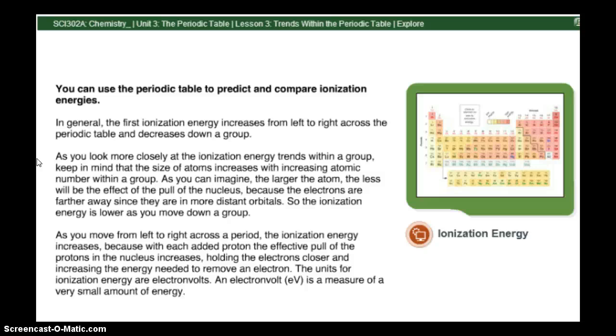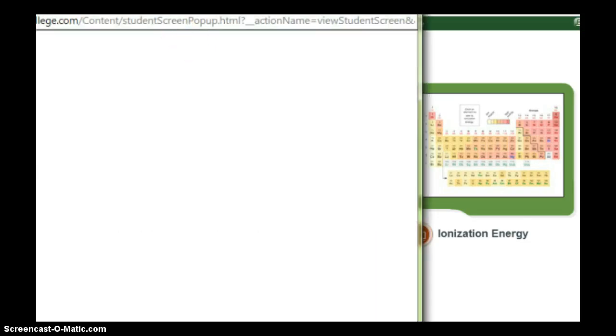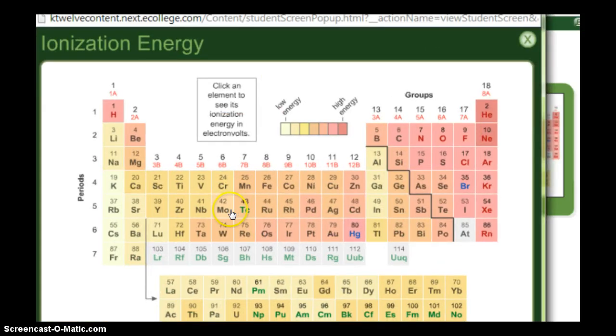As you can imagine, the larger the atom, the less will be the effect of the pull of the nucleus because the electrons are farther away since they are in more distant orbitals. So the ionization energy is lower as you go down a group. All right, so low energy is the light color, high energy is the dark color. So it's darker, light, lightest. Darker, light, lightest. You can see it takes less energy.